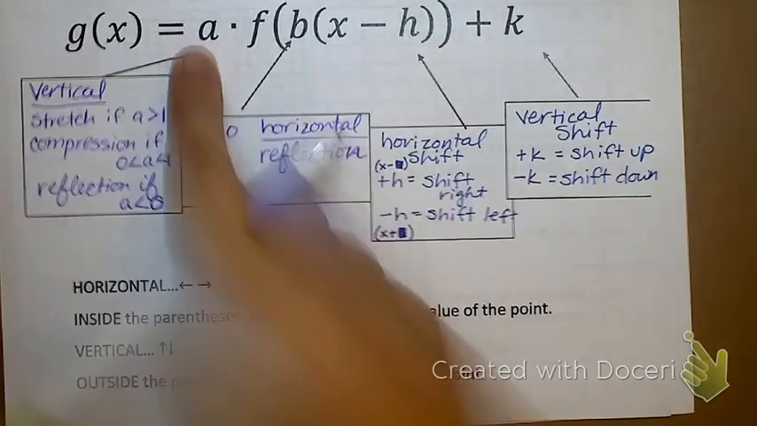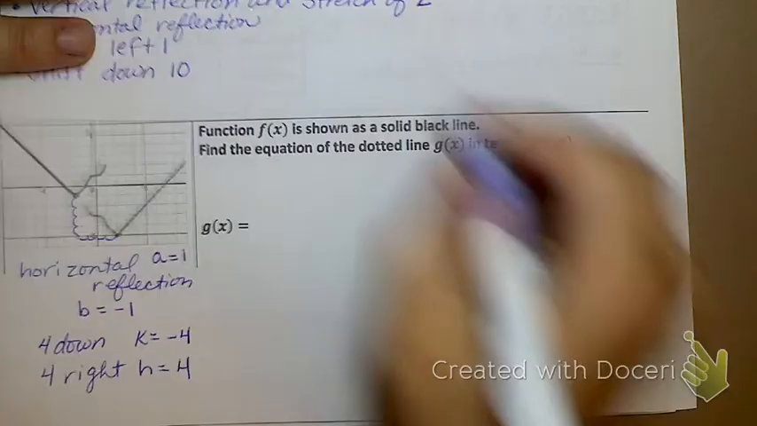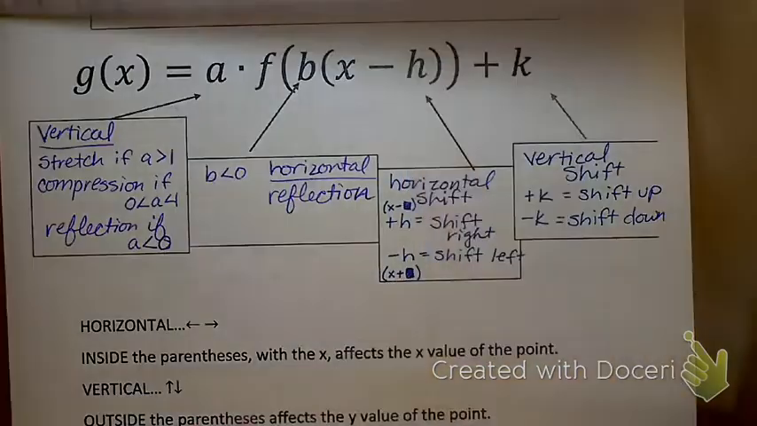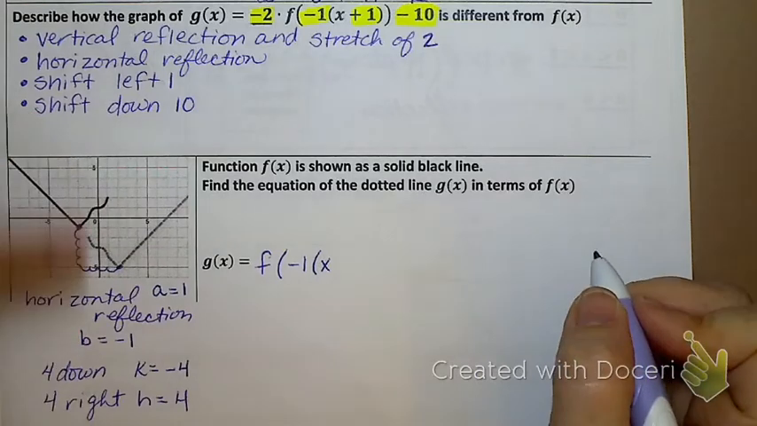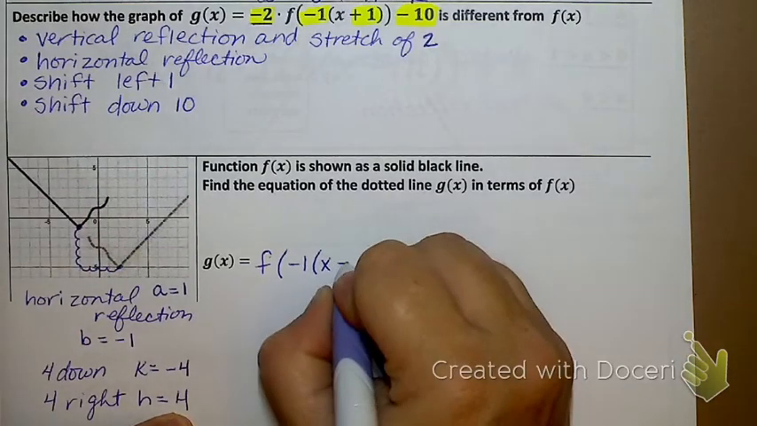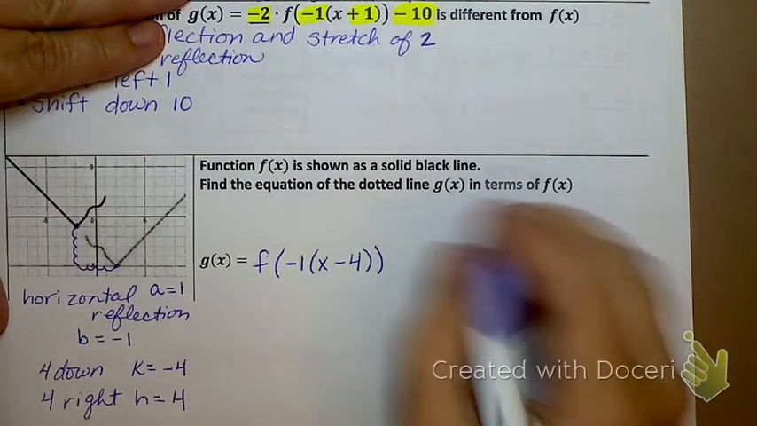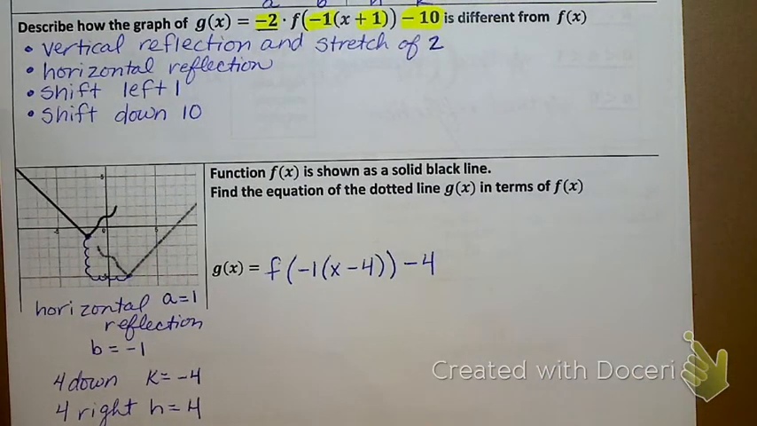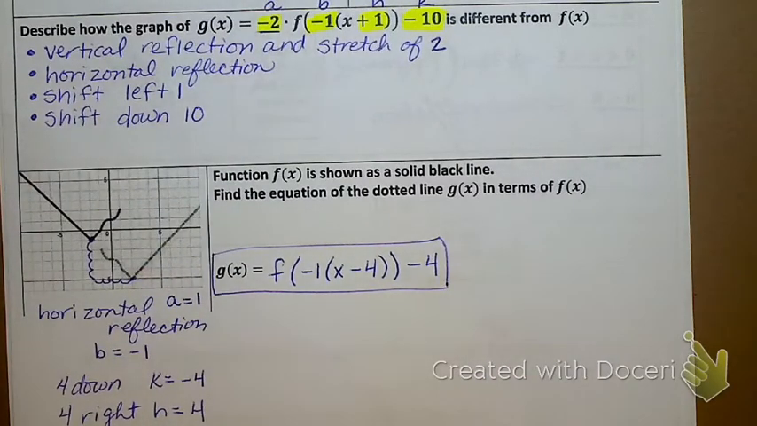So A comes first. A is 1, so I don't need to write it. And then I have f of B, and then parentheses x minus h. So B is -1, and then another parentheses for x minus h. Well, h is 4, so it's going to look like -4 in my equation. Close both those parentheses. And then k is also -4, so that just goes there at the bottom. And that's what the equation should look like. Okay? So? Yes?